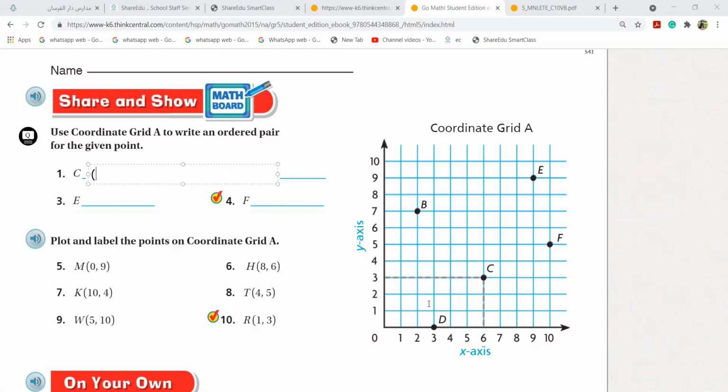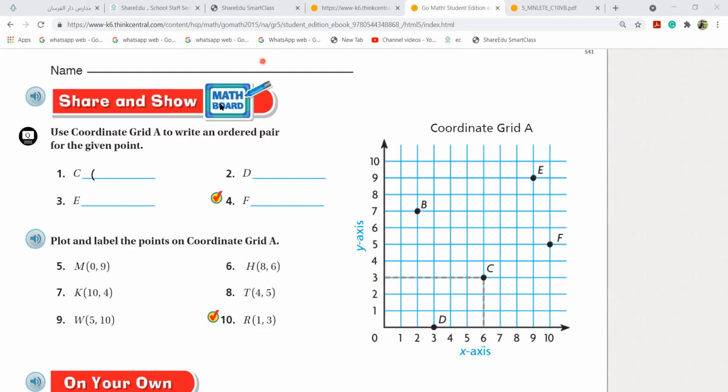See, if I ask you C, come to X. Where is the X? This is the line X. So exactly at the point C, come down to X. Where is the point? Six. Okay, this is your X. And where is the Y? Three. C, for X, come down. For Y, go sideways, that is, straight.